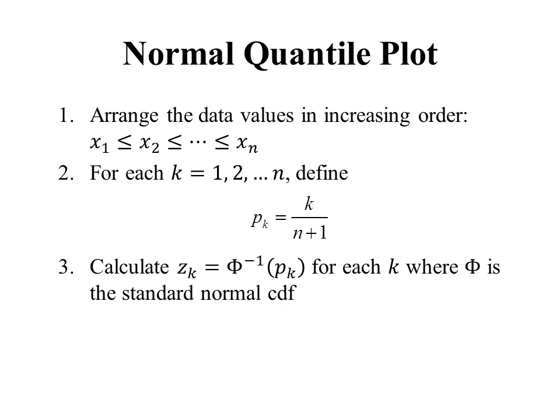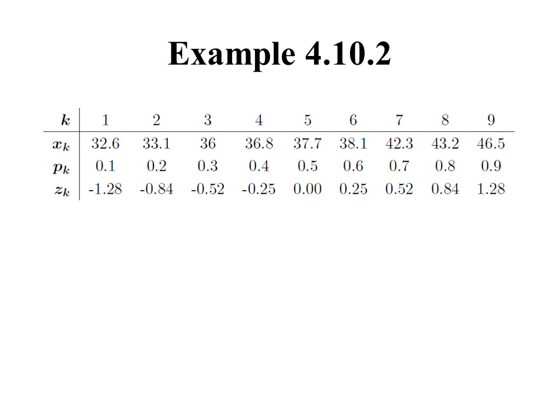And so let's illustrate how this is done with our data. So here's our data value that we've arranged from smallest to largest. And then the next step, we calculate p sub k. So to calculate this value, we take k, which is 1, divided by n plus 1. n is 9, so 1 divided by 10. This number is 2 divided by 10, 3 divided by 10, so on and so forth.